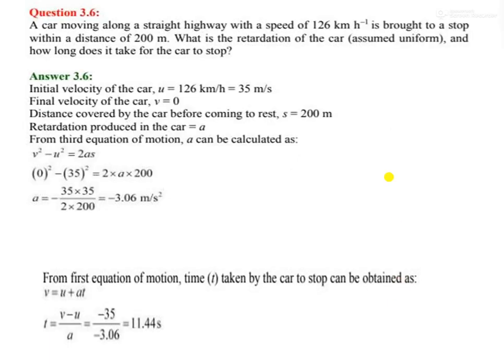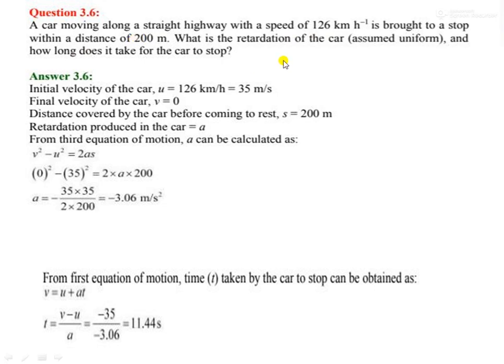The next question is, a car moving along a straight highway with a speed of 126 km per hour is brought to stop. So initial speed is 126 and final is 0 within a distance of 200 meter, that is s is equal to 200 meter. What is the retardation, that is a, and how long does it take for the car to stop, that is time.